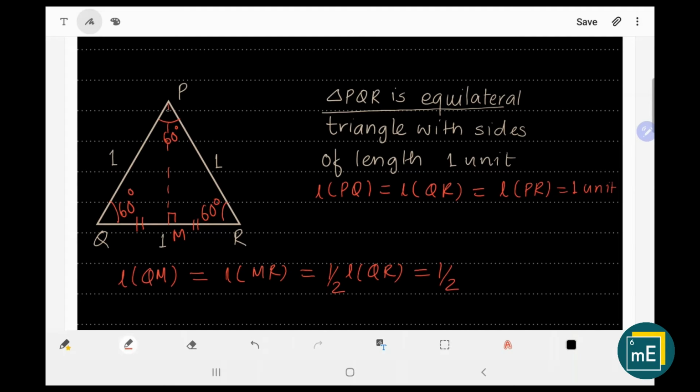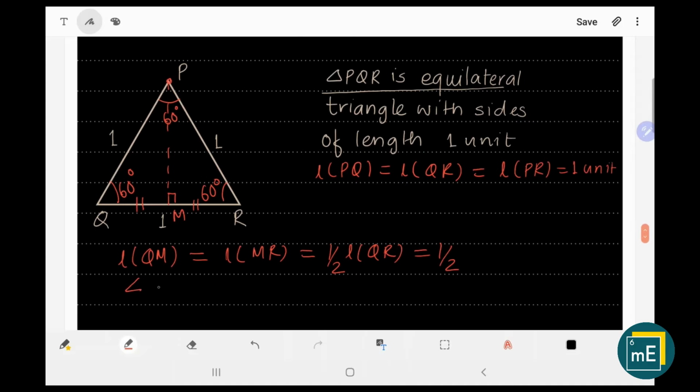A perpendicular drawn from a vertex to the side opposite to it also divides the angle in an equilateral triangle. That means angle QPM is equal to half of angle QPR, which is equal to half of 60 degrees. That gives us QPM as 30 degrees. That means this angle over here is 30 degrees.